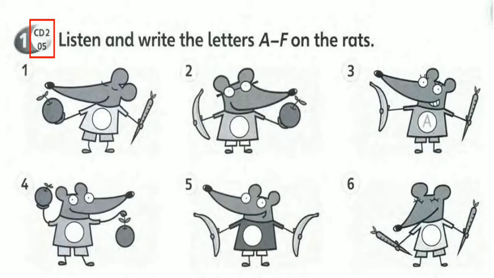Rat E. I've got two apples. I haven't got a carrot and I haven't got a banana. Rat F. I've got two carrots. I haven't got a banana and I haven't got an apple.